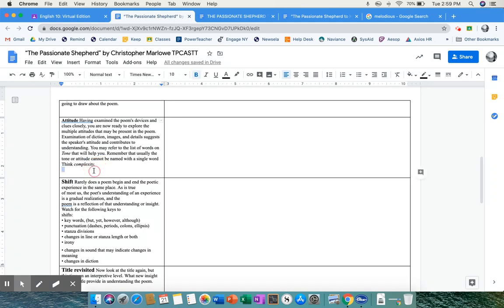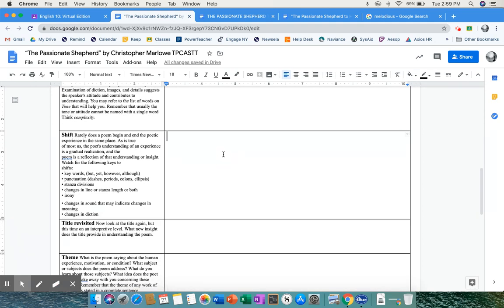You usually can't name tone with a single word. So I want you to be complex about this. What is Christopher Marlowe feeling in writing this poem? So this kind of starts to get you toward that meaning, like what the poem actually means.